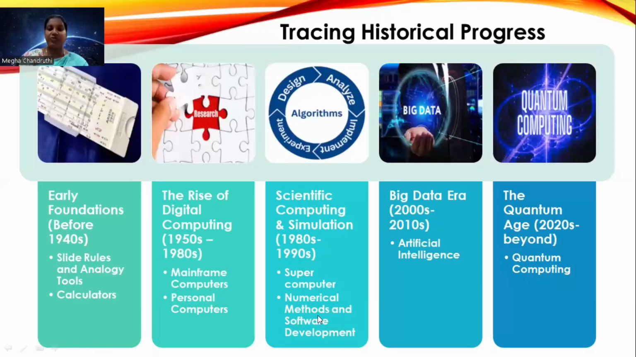Next, scientific computing and simulation, 1980s to 1990s. So here we have supercomputer, numerical methods, and software development. Under scientific computing, the best thing we can see is the supercomputer. This is also one type of computer only. And this supercomputer was giving future values. An example is weather forecasting, what is going to happen in the future, as you have observed. What will the weather be today, whether it will rain or not, such results used to be generated over here. Next is numerical methods and software development.